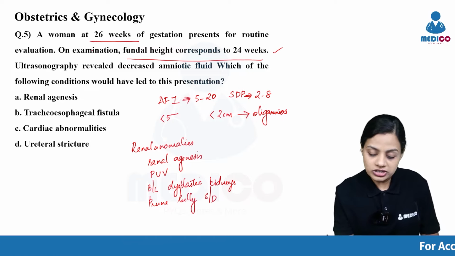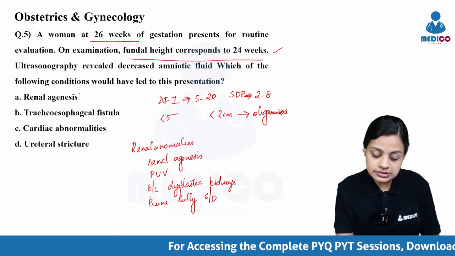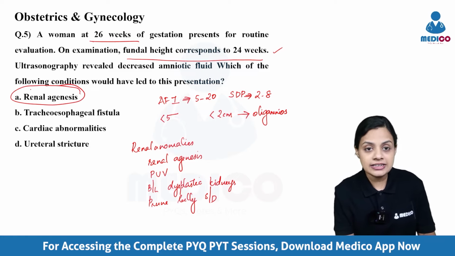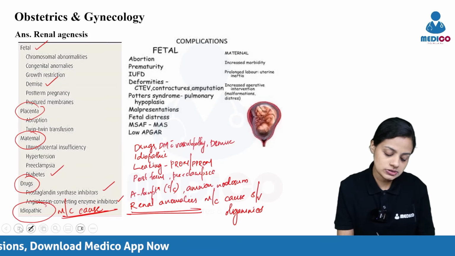Okay. So what is the question? Which of the following conditions? It is right there, the first answer, renal agenesis. This is the most common reason for severe oligohydramnios.